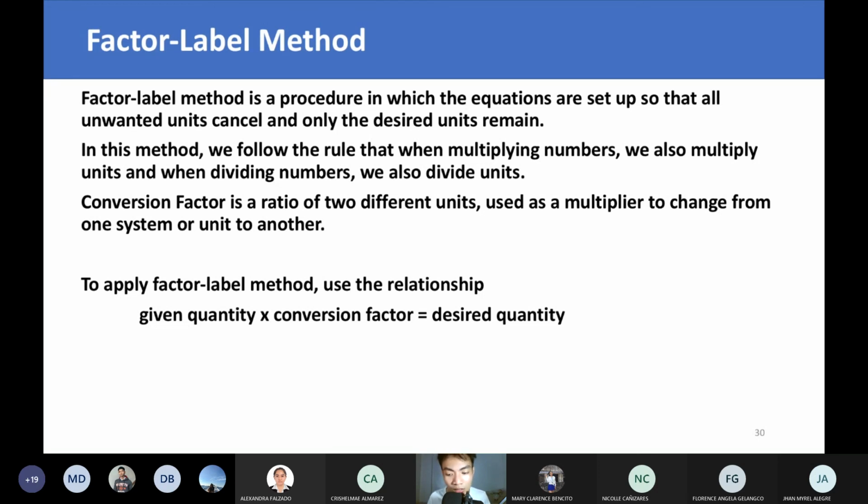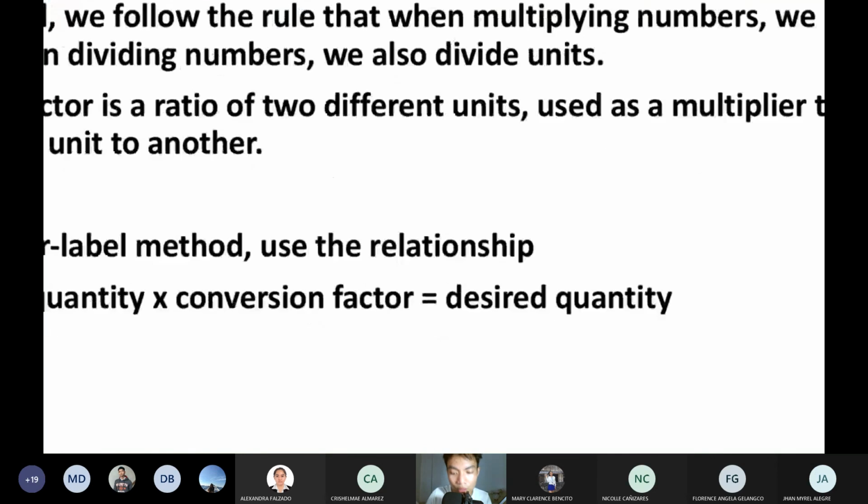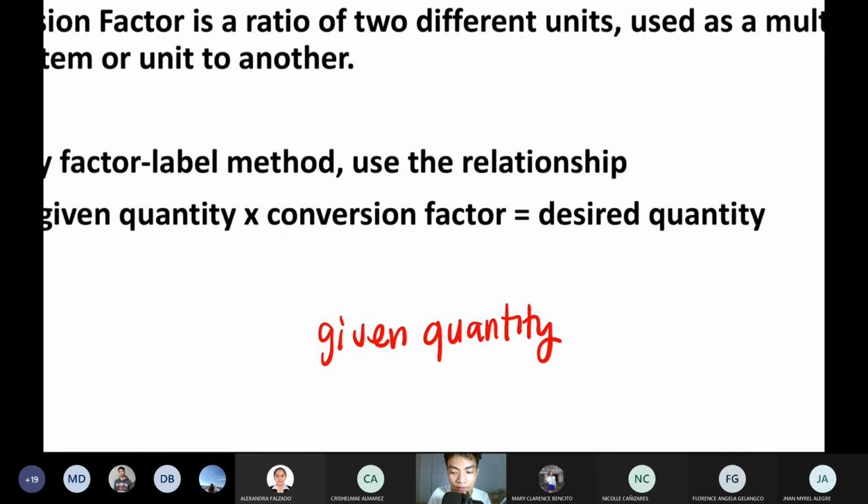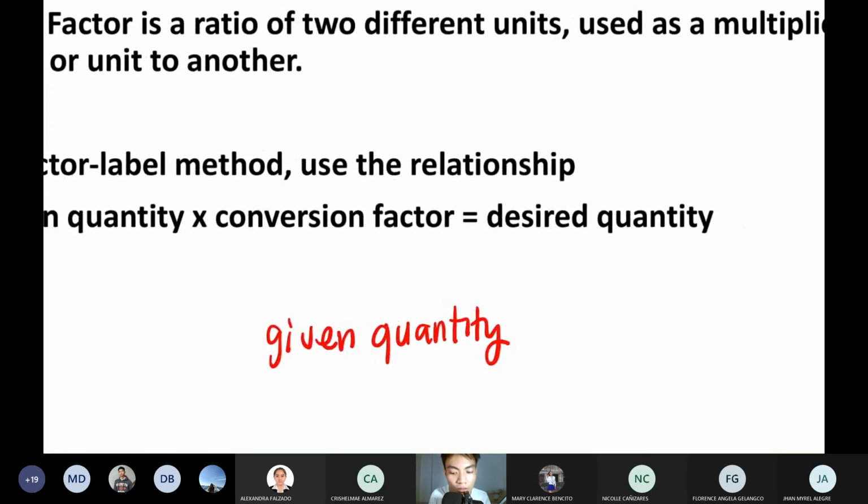Okay? So, how are we going to convert one unit to the other using conversion factors? Papasok na yung factor label method or the dimension analysis. Okay? How do we use the factor label method or the dimension analysis? You will begin with your given quantity. Okay, so you will start with your given quantity and then you will multiply it by the conversion factor.